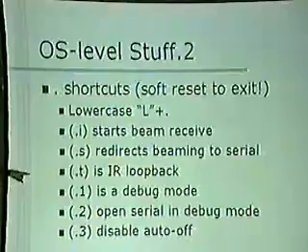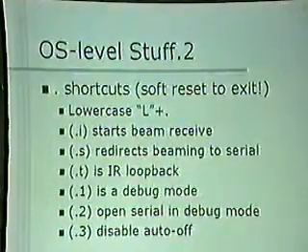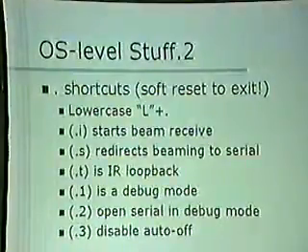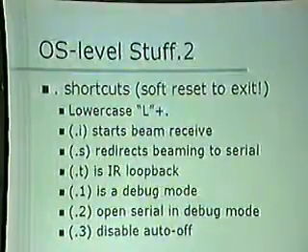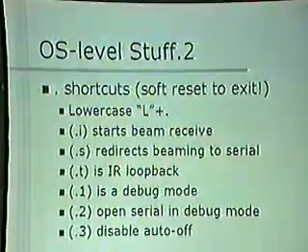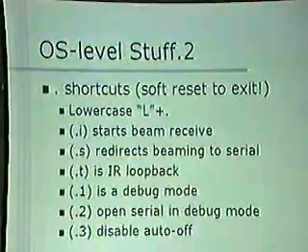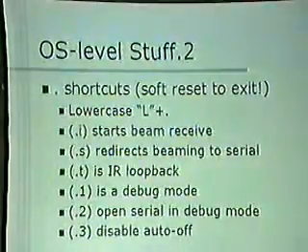.T is an IR loopback. This was used so that you can actually record the information that's being shot out of your IR port back inside your Palm Pilot. .1 is a debug mode. It lets you go in and view the registers of your Palm Pilot. It's not very robust. It was mostly intended to find out what the last error message was by 3Com support.